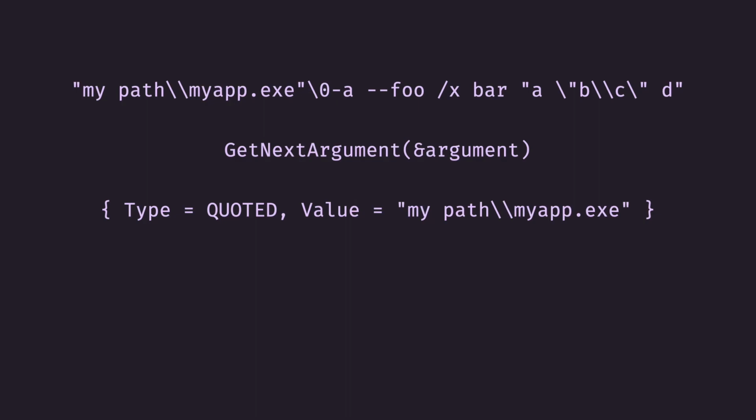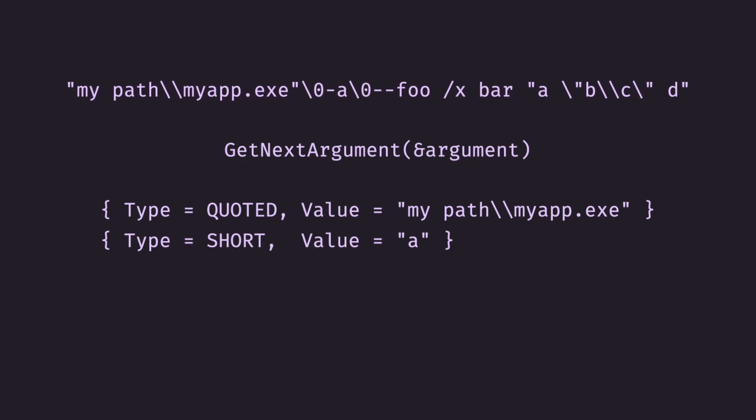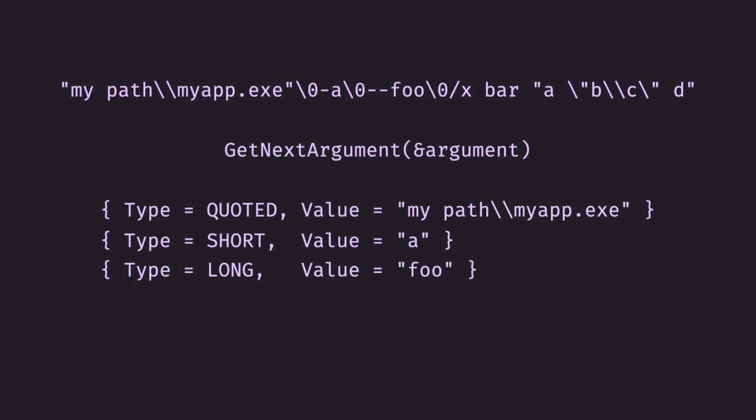Now if I call next argument again, it will return another argument struct with a type of short. So every minus character that I find signifies a short command line argument, and then the value will just be the A. And again, as before, I'm going to just put a zero termination character where the space is. If I call next argument again, it will return a type of long, because minus minus usually signifies a longer name. So the value will then be foo, because again, I put a zero termination character right there.